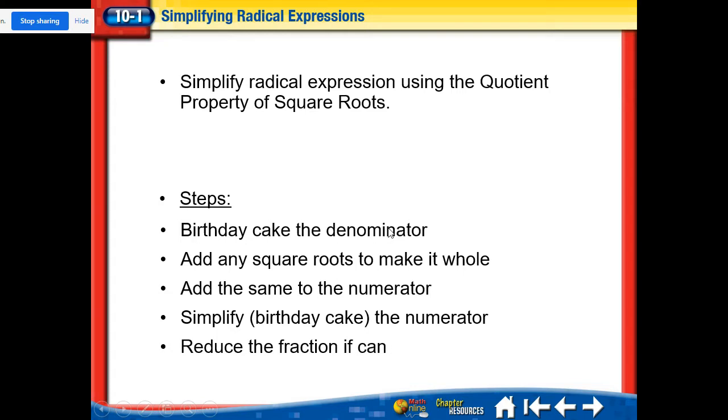So first, it's always the denominator, add to make it whole, do the same to the numerator, whatever we have to add to keep it balanced. Then we can simplify the numerator, and then we can reduce the fraction if we have the ability to.